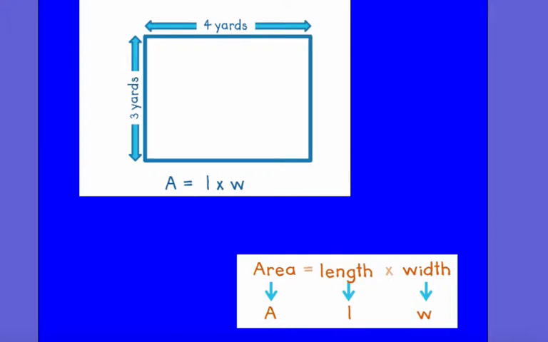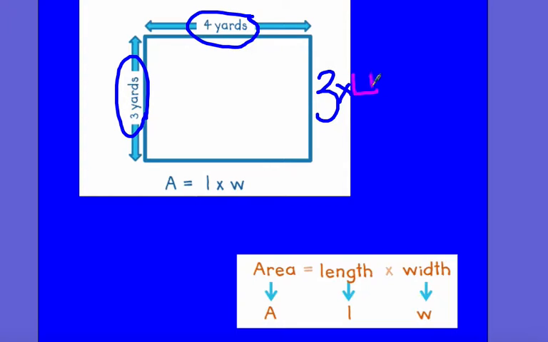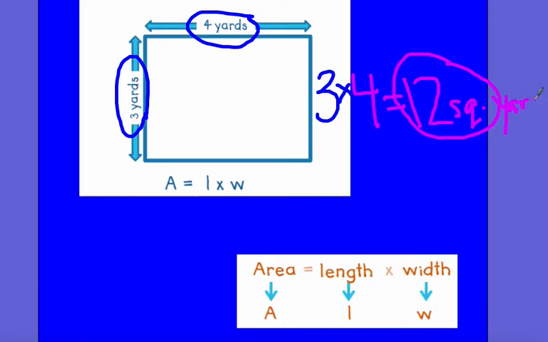Let's look at some examples. So the length of this rectangle is 4, and the width of this rectangle is 3. So to find the area, you can say 3 times 4 equals 12. So the area of this shape is 12. And remember, we have to use square yards. Length times width, so 4 times 3 or 3 times 4 equals 12.